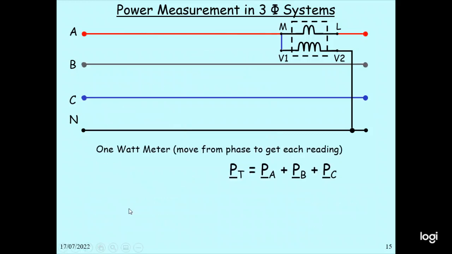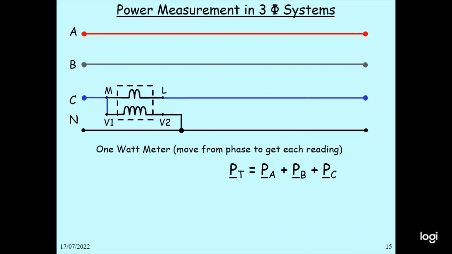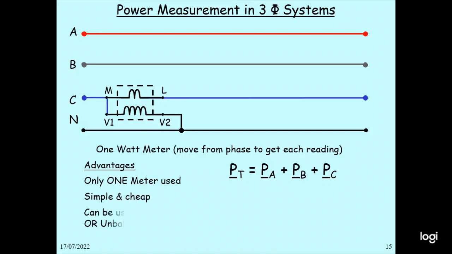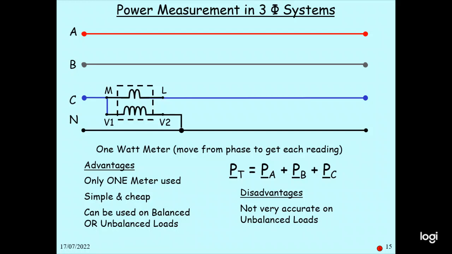In this case, with the one wattmeter method, you move from phase to phase and read each reading. So the P total is PA plus PB plus PC. This is the power measured in a 3-phase system, with the 1 wattmeter connected here. Only 1 meter is required, simple and cheap, and it can be used on a balanced or unbalanced load. The disadvantage is that it is not very accurate on unbalanced load.